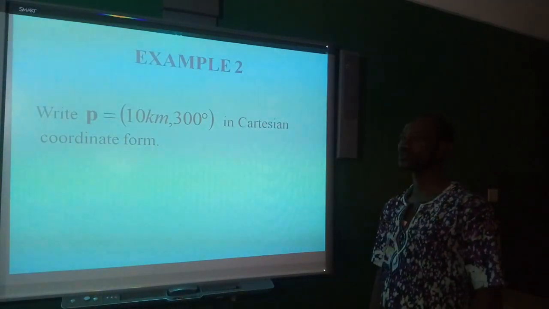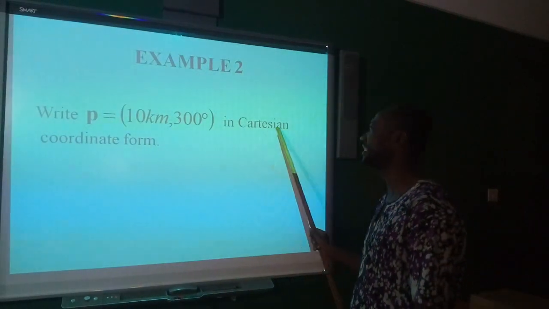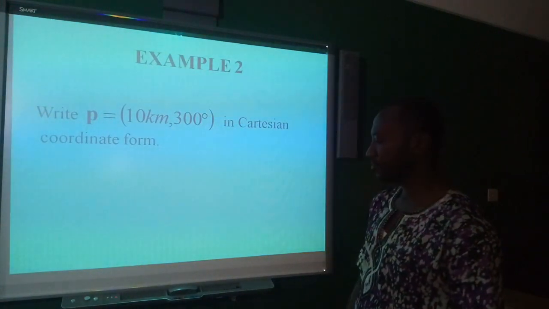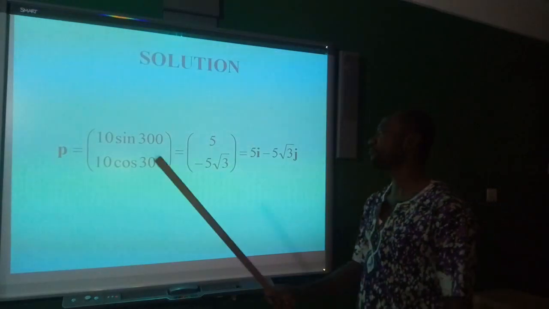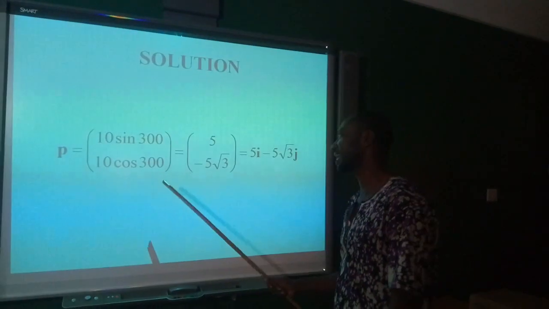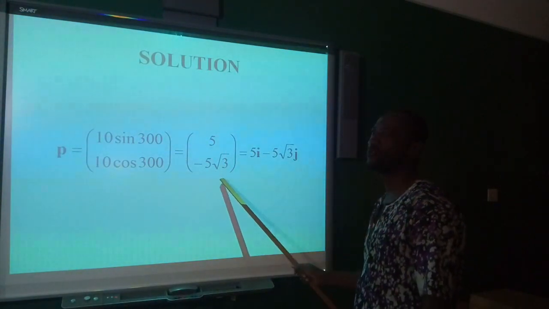Example 2. We should write the vector P, which is in magnitude bearing form, in Cartesian coordinate form. Good. So let's take the solution of that. Our P is equal to 10 sine 300, 10 cos 300. Calculator will give you 5, -5 root 3.